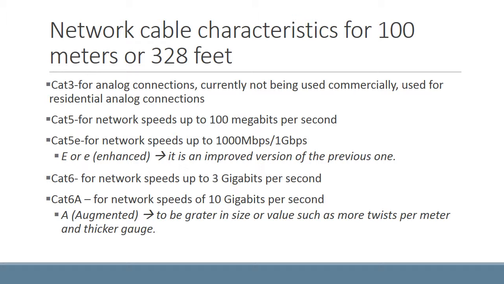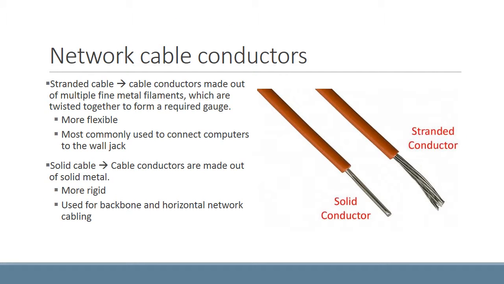Cat6 cables are for network speeds up to 3 gigabits per second. Although some cable manufacturers claim that their Cat6 cable is capable of network speeds up to 10 gigabits per second, this statement is only true when the cable length is very short, about 10 to 30 feet. In this lesson, we will characterize the cable's network speed for 100 meters or 328 feet. Cat6A cable is used for network speeds of up to 10 gigabits per second. Primarily, this type of cable is installed in data centers where you'll find network equipment.